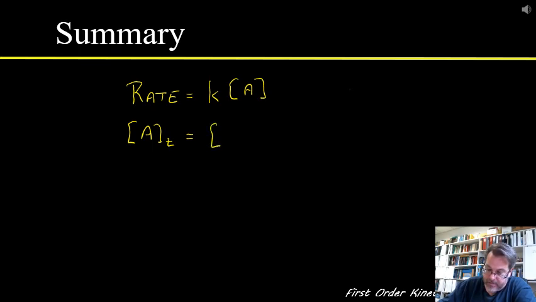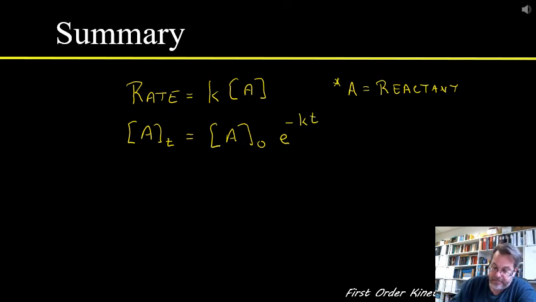And remember, A is just some reactant in the reaction. So this gives you the equation: A at some time t is equal to the initial concentration times e to the minus kt. There are 4 variables: concentration at some time during the reaction, the initial concentration, the rate constant, and the time.